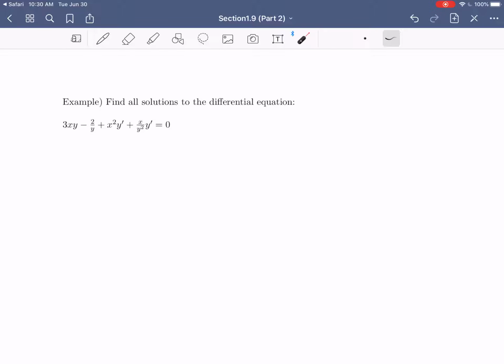Bernoulli, probably not again, because we're seeing that there's a y, but there's also a y to the minus 1 and a y to the minus 2. So there's several different exponents of y. Bernoulli's probably out. Let's try this exact approach.